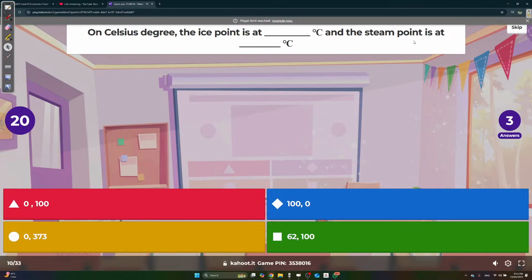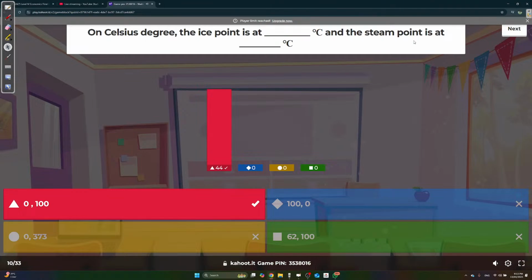On the Celsius scale, the ice point is at what? Oh my god, already? Okay, if you don't know this, I think it's over for you, wallah. Yeah, okay, everybody got this correct.